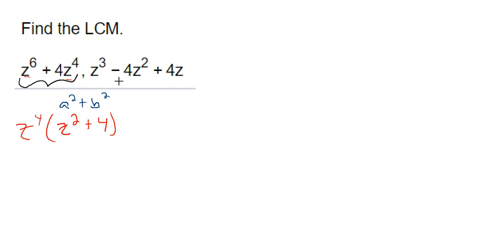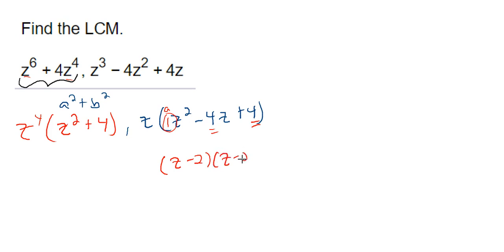This one, we could factor out a z to get things started. So we'll factor out a z. We'll be left with z squared minus 4z plus 4. And this can be factored further. Because a is equal to 1, we can use the shortcut: find two numbers that multiply to 4 and add to negative 4. And that would be negative 2 and negative 2. I'm sorry, my z's look like 2's. I apologize for that. So this is z minus 2 times z minus 2.